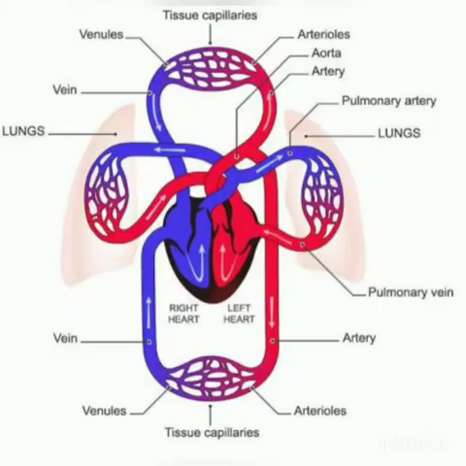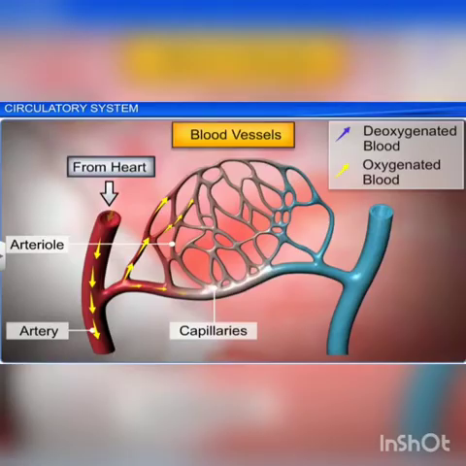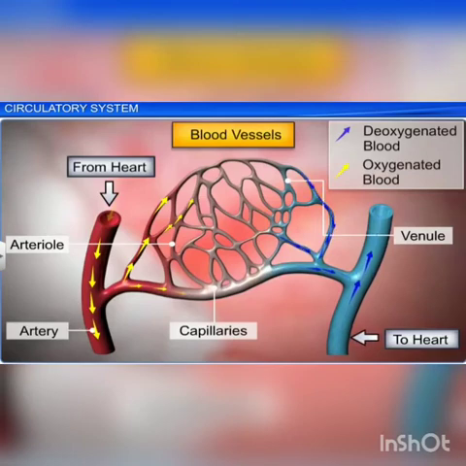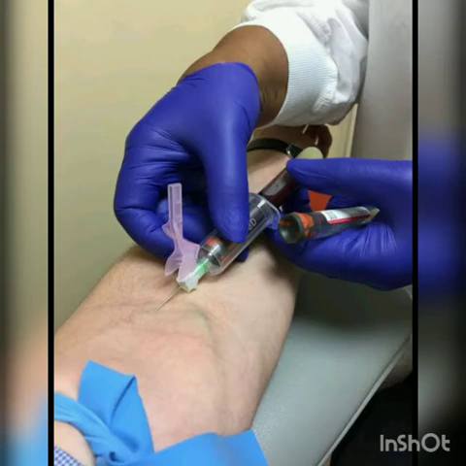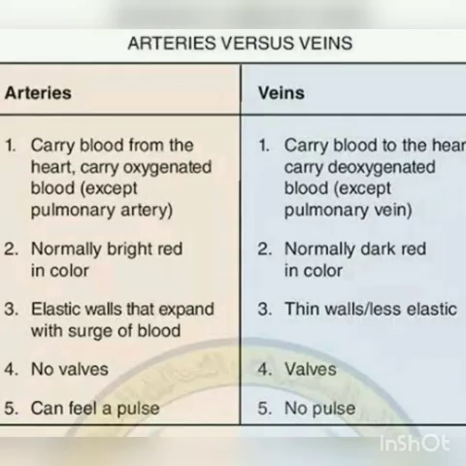Next are the veins. The veins have thinner walls and a larger lumen, hence they can easily be stretched. The veins carry deoxygenated blood except the pulmonary vein. The unidirectional flow of blood in veins is due to the presence of semilunar valves that prevent backward flow of blood. Blood samples are usually taken from the veins rather than arteries because of low pressure in the veins. So, if you are asked to write the difference between arteries and veins, you have to write it. It may be asked as a 2-mark question.